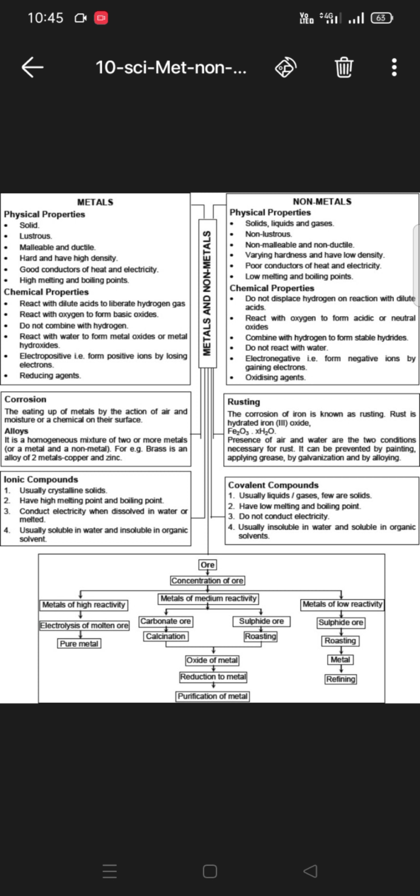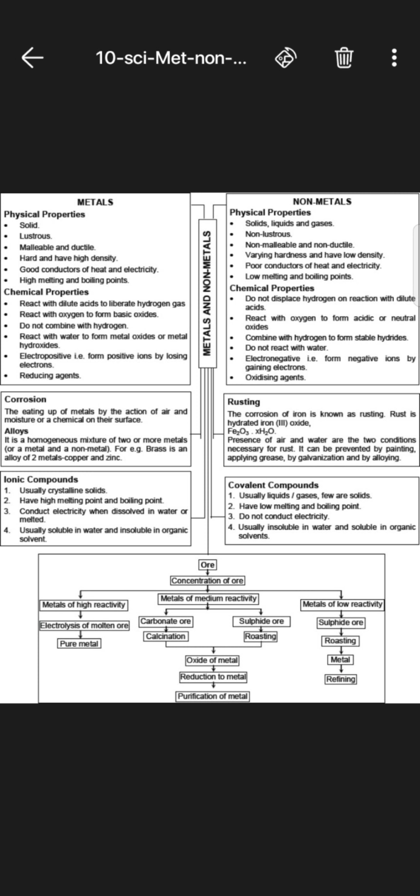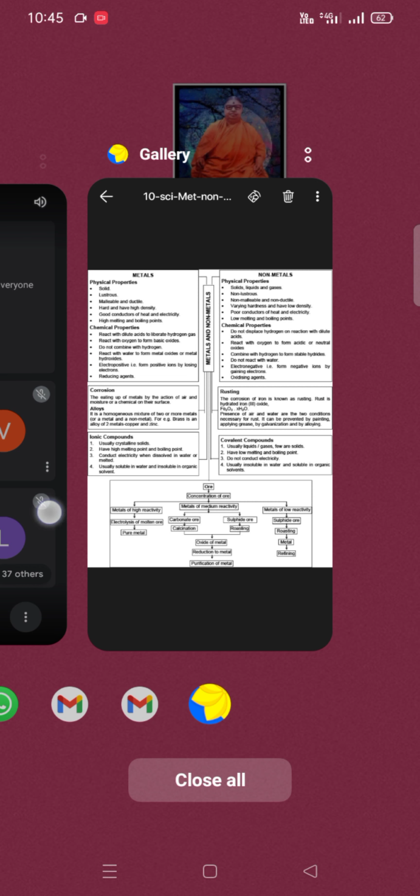Metals are very hard and have high density, they are very heavy. All the metals are very tough, very hard. And they are good conductors of heat and electricity. All the metals are good conductors of heat and they conduct electricity.